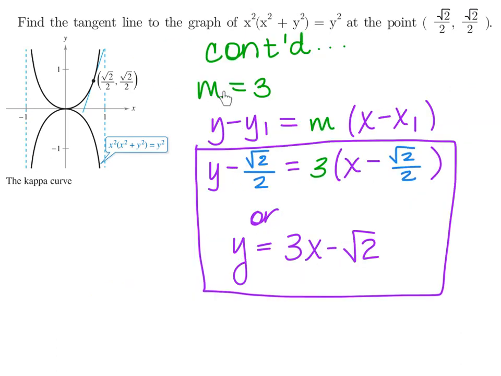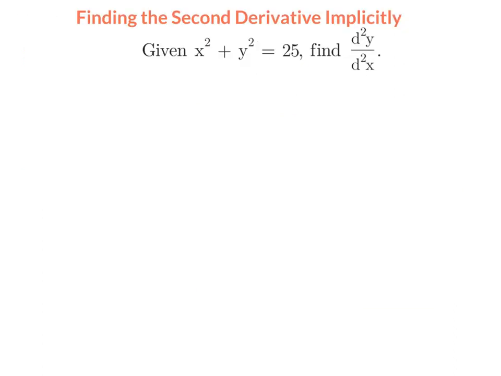Now using that slope of 3, I'm just going to plug it into this general form here, and I can have this equation here, or y equals 3x minus the square root of 2. So that is the equation of that tangent line at that point.